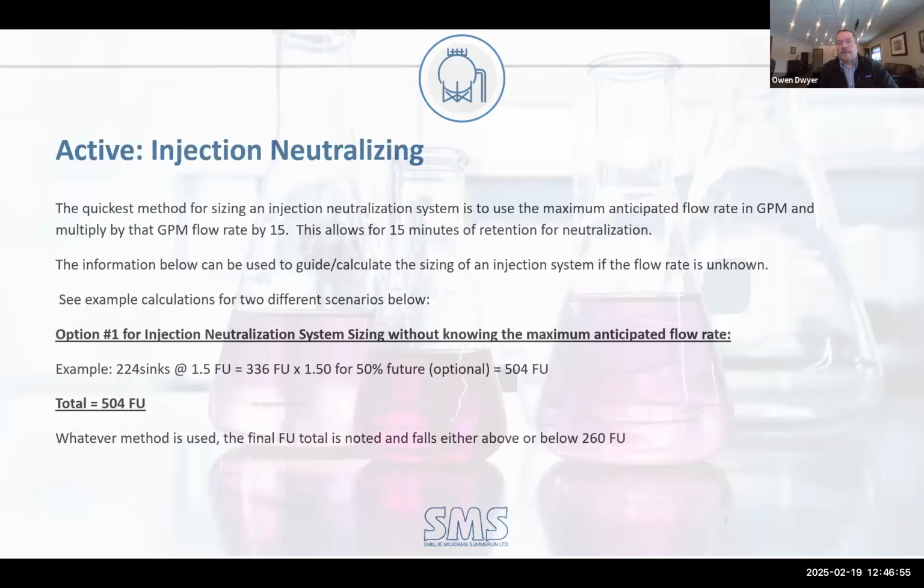If you don't know your flow rate, our code has the following calculations, which I'll show you. There are two options. If your calculated fixture unit is above, I believe it's 260, use method A. If it's below 260, use method B. So for example, you have 224 sinks at 1.5 fixture units. I've got 336 fixture units. If I want to add future capacity, or some diversity, some safety factor, whatever, you can add that at this point. So I come up with a 504 fixture unit calculation.